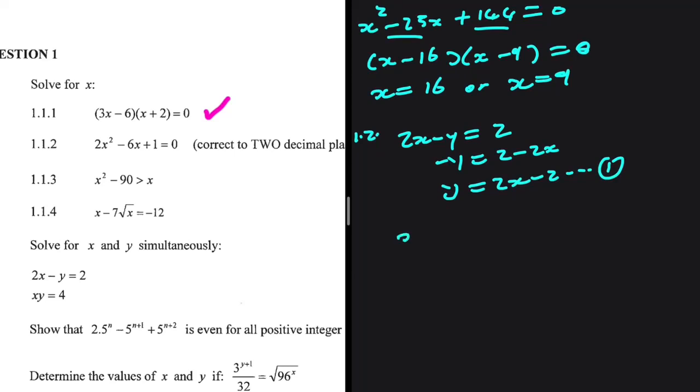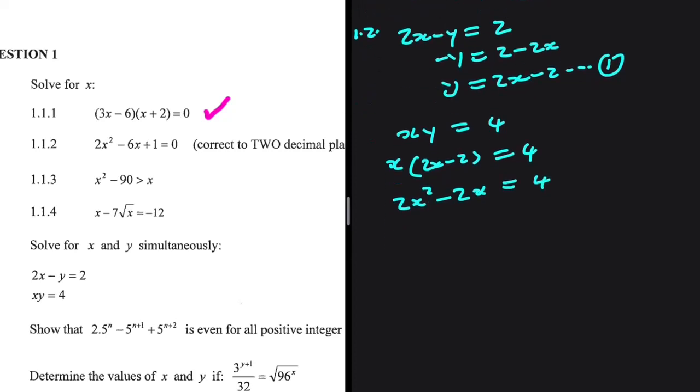And then now we have x multiplied by y being equal to 4. In place of y, I can just substitute equation 1. So I'm going to have x multiplied by (2x - 2) being equal to 4. x multiplied by 2x is 2x squared, and then minus 2x being equal to 4. Let's take 4 to the left hand side. We're going to have 2x squared minus 2x minus 4 being equal to 0. If we divide every term by 2, this is just x squared minus x minus 2 being equal to 0.